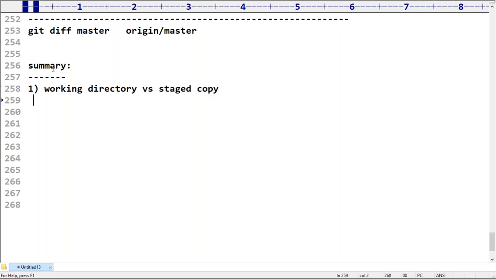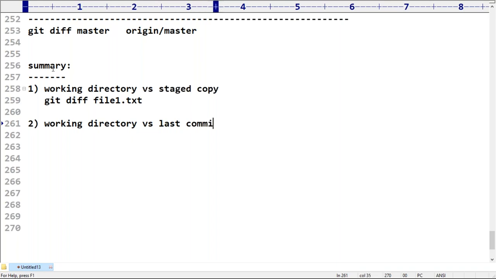staged copy. Can you please tell what the command is? git diff file1.txt. That's all. It always compares the working copy with the staged copy. Next, working directory versus last commit.